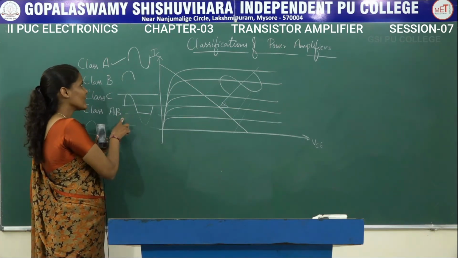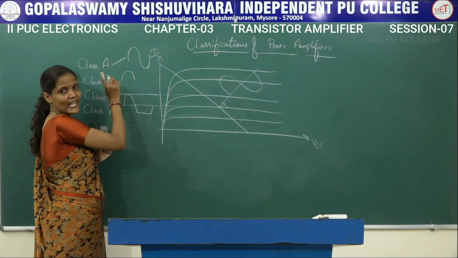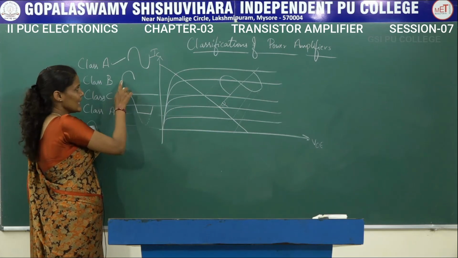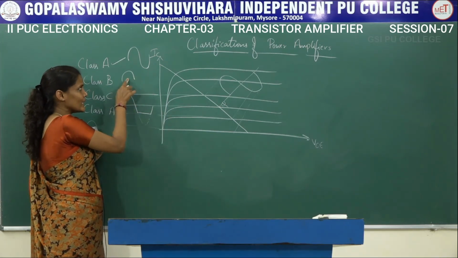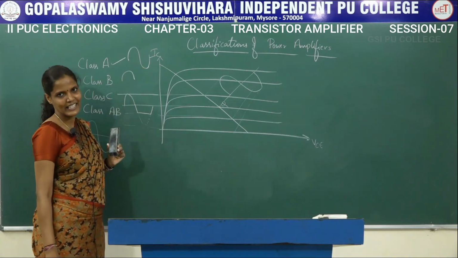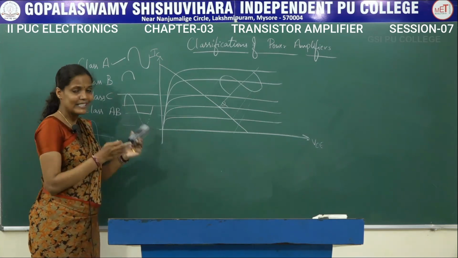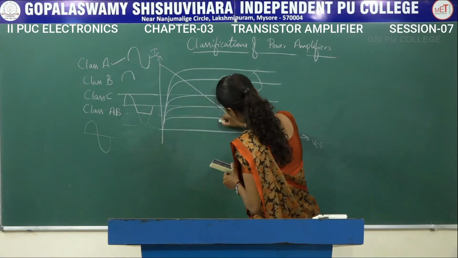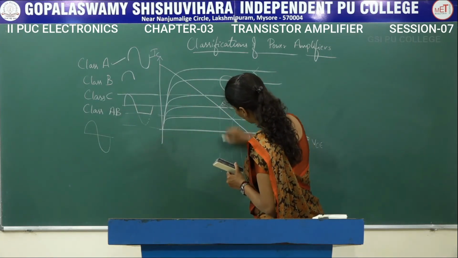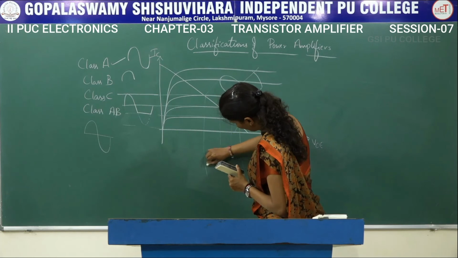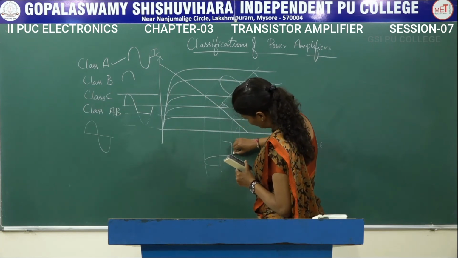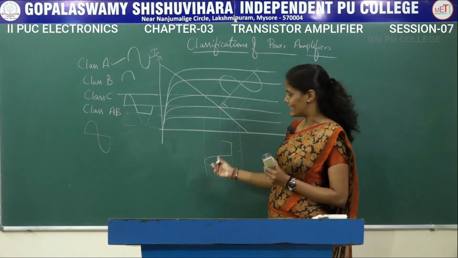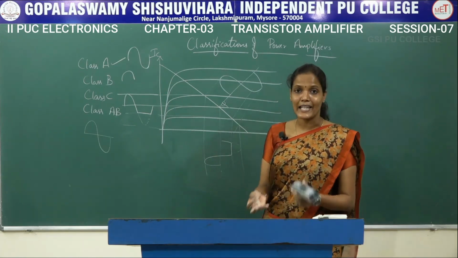So class AB, which is a combination of both A and B type of power amplifier, the conduction angle in this class AB is more than class B but less than class A. So the conduction angle lies between 180 degrees and 360 degrees. Similarly, we can extend it here too, for which we are going to get a graph like this. This portion of the input cycle will be completely distorted or completely eliminated.